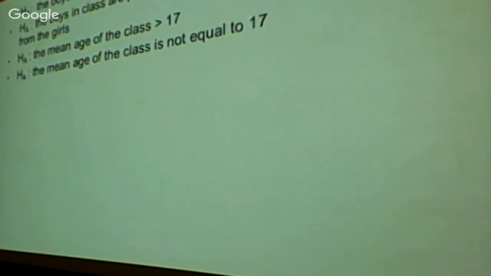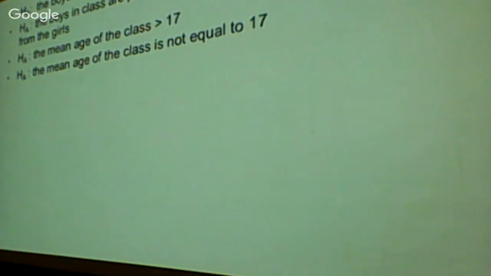So, for example, the boys in class are doing better than the girls in class. Does that have directionality? Does that have direction or not? Yes, it does, right? It's one-tailed. The boys in the class are performing differently from the girls. Does that have directionality? No, it doesn't. All we care about is they're different, up or down.